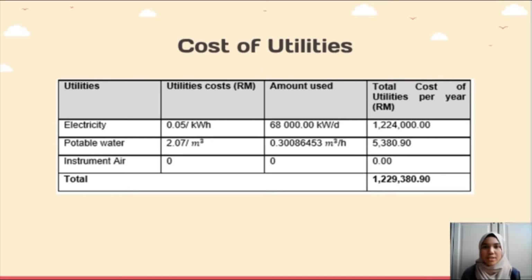The utilities that we use in our biodiesel plantation are firstly electricity and also potable water. So the cost of utilities per year is 1,239,380 ringgit and 90 cents.